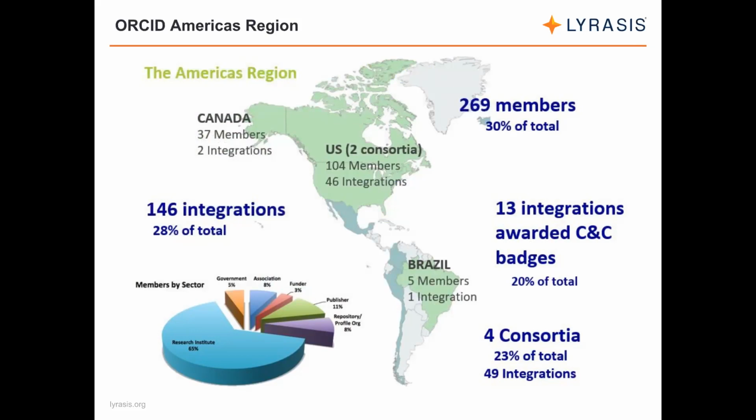The pie chart at the bottom left corner here shows that research institutions are leading the ORCID initiative in the Americas, followed by publishers, associations, repository or profile organizations, government agencies, and funders.